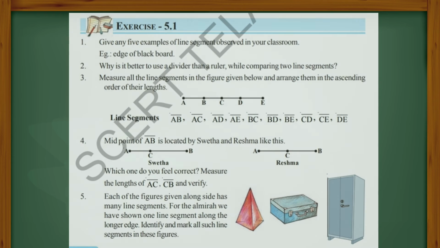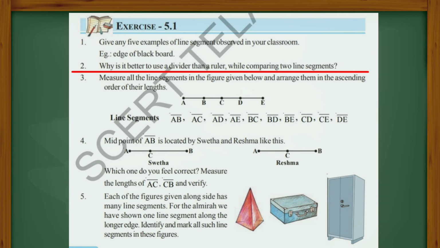Now, observe exercise 5.1. There are some problems. Now, we'll discuss the problems. The first problem is, give any 5 examples of line segments observed in your classroom. Children, you will observe so many things in your classroom which have line segments. Observe the objects carefully and identify the objects which have line segments and write the names of the objects in your notebooks for this first problem.